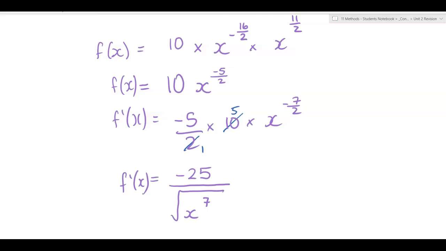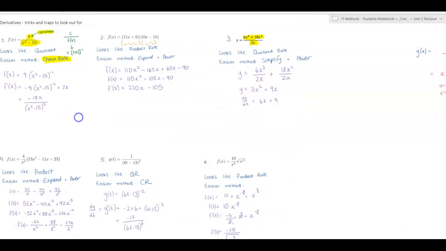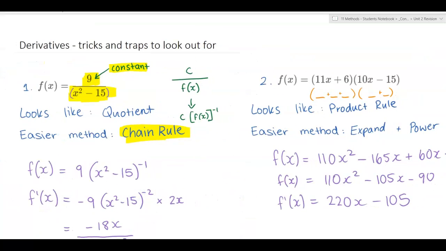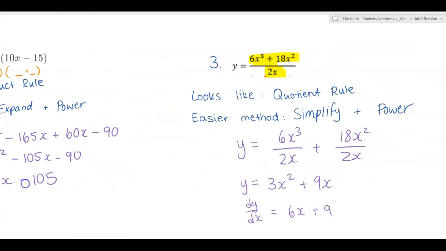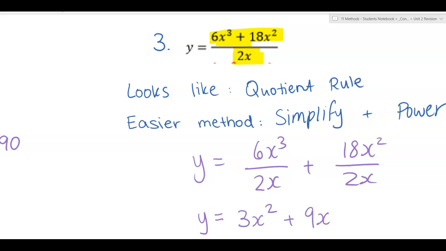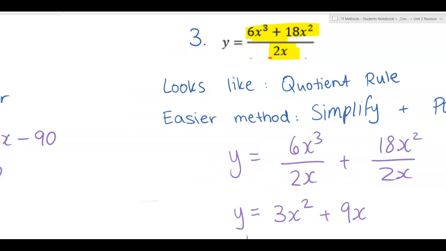Okay, so in a quick summary, look for quotient rules that can be turned into chain rules, or quotient rules that can just be simplified before doing the quotient rule. Look for those two with quotient rules.